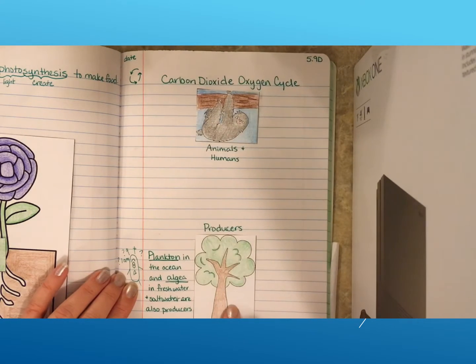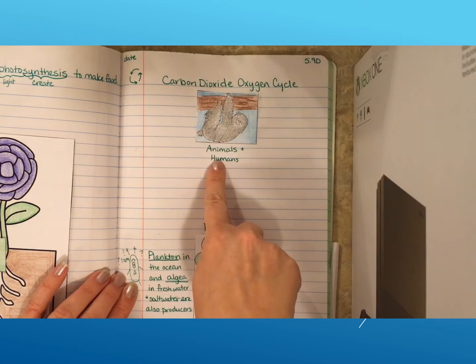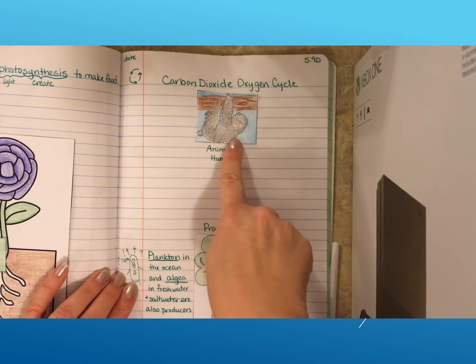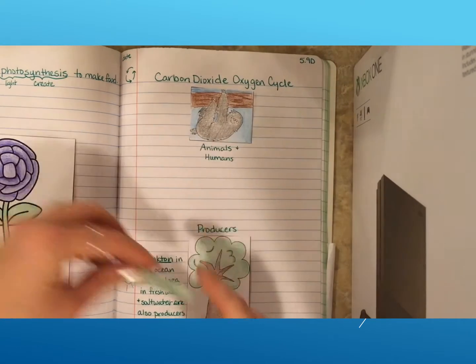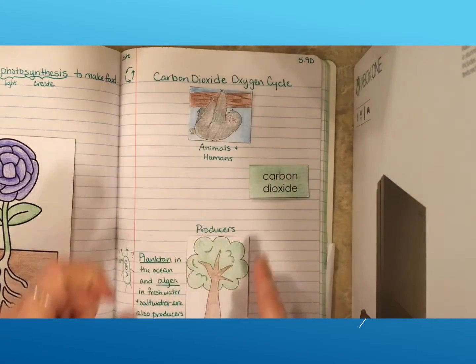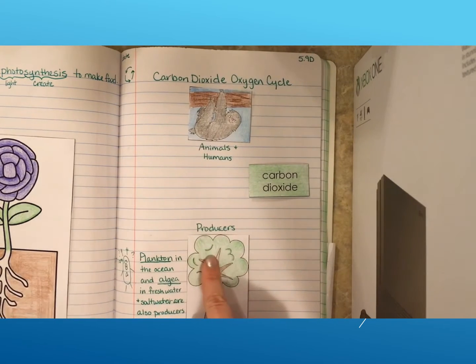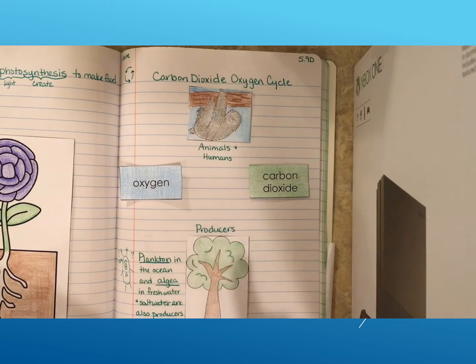You're going to cut out and color your animal. This is a sloth. This is going to represent animals and humans. This is going to represent producers. So we're going to talk about how animals and humans produce carbon dioxide, how the plants will take in that carbon dioxide, plants and producers, and will make oxygen. And it flows in a cycle.